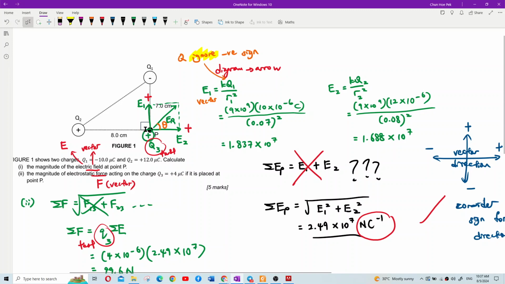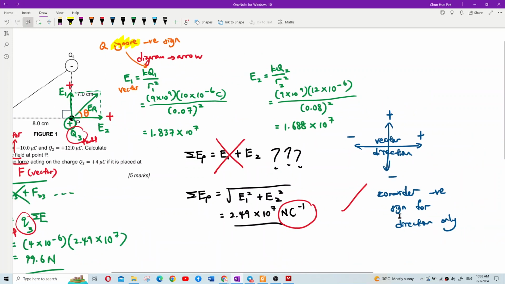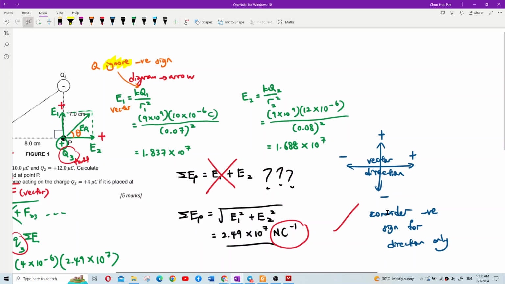If you have a vector, let's say to the left, an electric field to the left, then the electric field needs to be negative. If you have an electric field to the right and an electric field to the left at the same time, then you need to use the positive minus the negative. Understand? The one to the right is positive, to the left is negative, so they become minus. That is what I mean. Consider the negative sign for direction only. But when you substitute the charge, you ignore the negative sign. I taught you this before. Just go back to chapter 1.